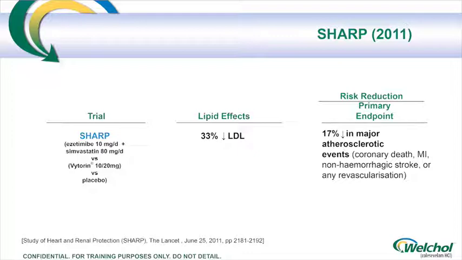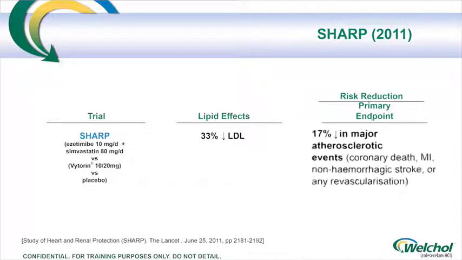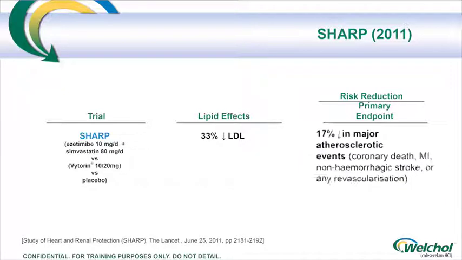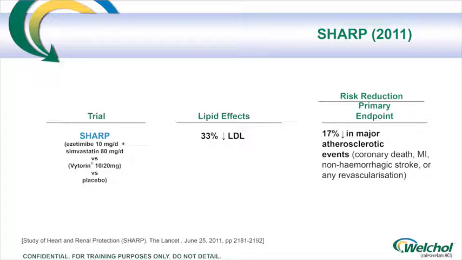The primary outcome was first major atherosclerotic events. After a 4.9-year follow-up, the components of Vytorin lowered LDL-C 33% and was associated with a 17% relative risk reduction in major atherosclerotic events versus placebo. Please remember that the active treatment group of simvastatin and ezetimibe is Vytorin, and that this was the components of Vytorin versus placebo, not Vytorin versus Zetia, or the individual components alone.